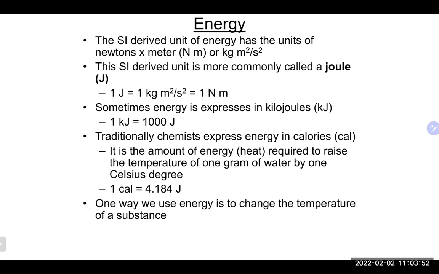The other sort of units that we come across are calories. A calorie, which is a lowercase c, is basically the amount of energy required to raise the temperature of 1 gram of water by 1 degree Celsius. And there's an important relationship between calories and joules. 1 calorie is 4.184 joules.